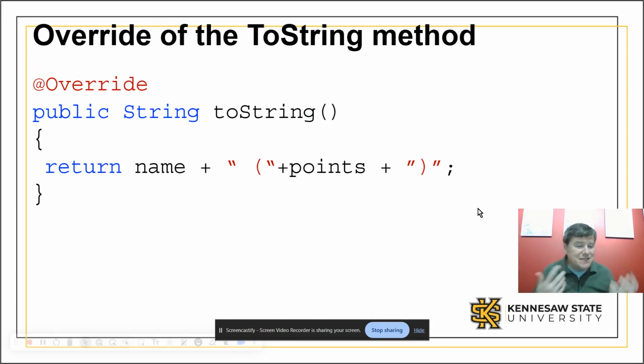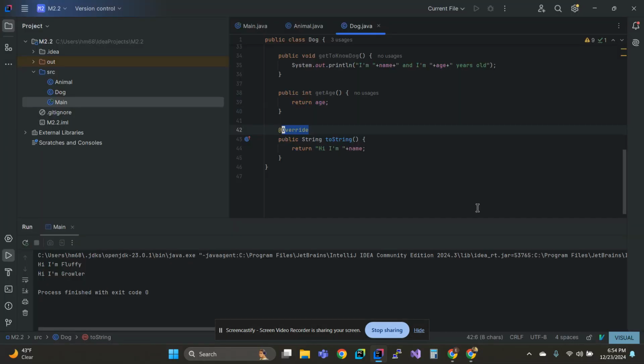We're going to talk about the details of this later on, but for now, what you need to get is, you should always put that @override on top of your toString override, even though it works without it. I'll give you more detail on that in a future presentation, but for now, get in the habit of always putting @override on top of your public String toString.